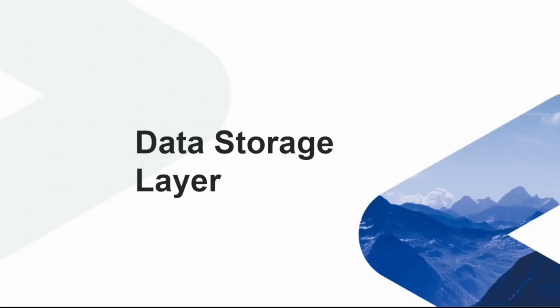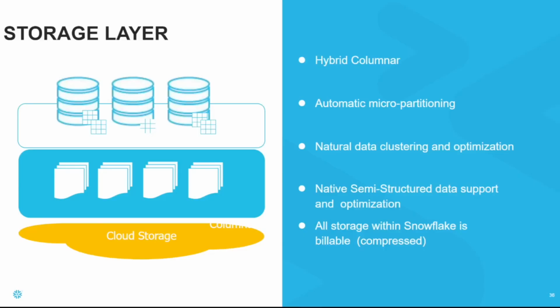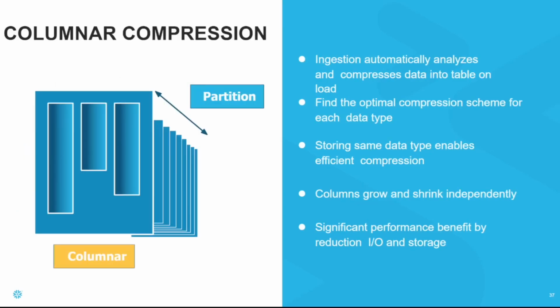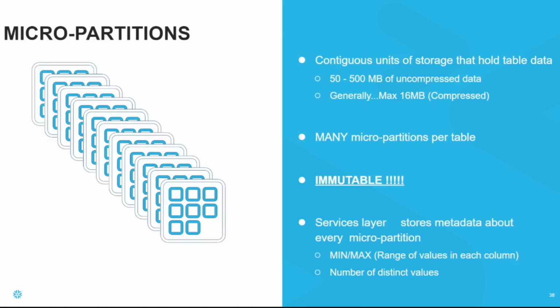The next layer is the data storage layer. This is the layer where we store all the data. The data storage layer in Snowflake is a hybrid columnar structure. It works on a concept called micro partitioning. Micro partitioning is a contiguous unit of storage that holds the table data. By default, you can create a micro partition of 50 to 500 MB, which contains uncompressed data. But if your data is compressed, it generally goes to a maximum of 16 MB. You can have many micro partitions per table. It's immutable, so once you create a micro partition for a table, you cannot go and update that.